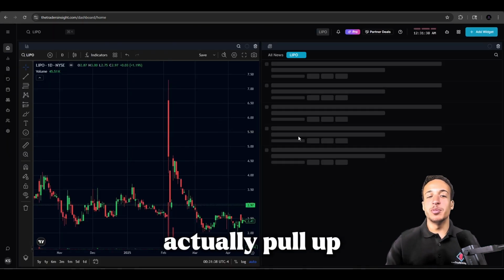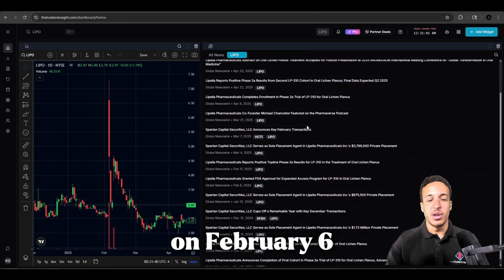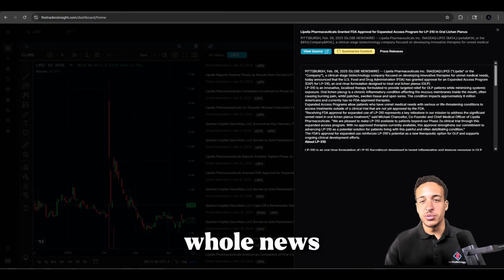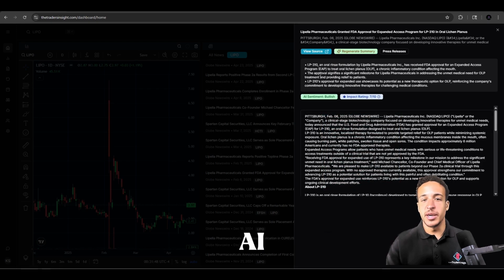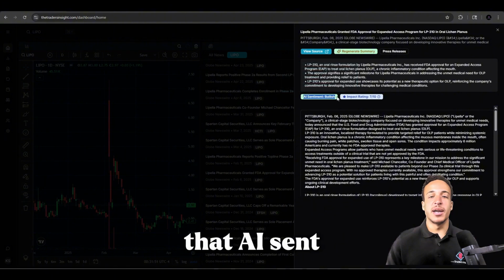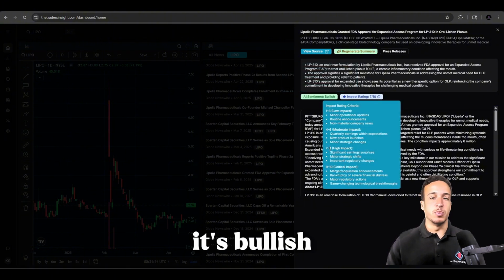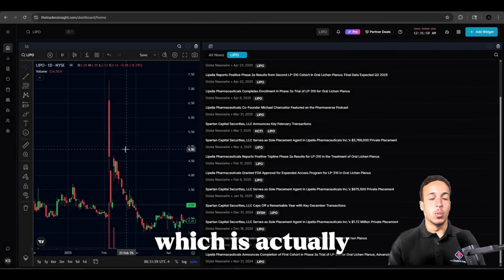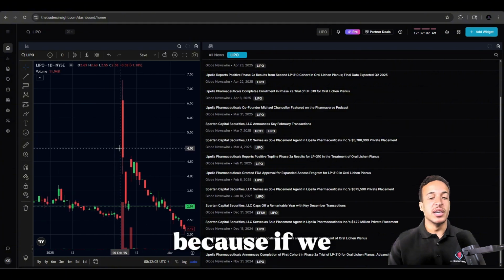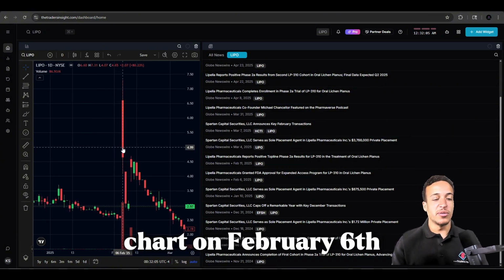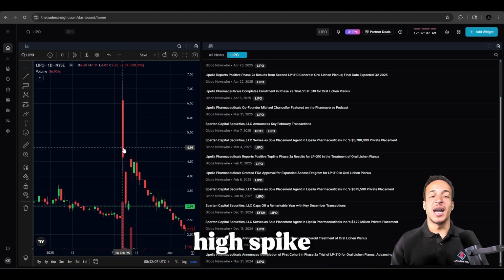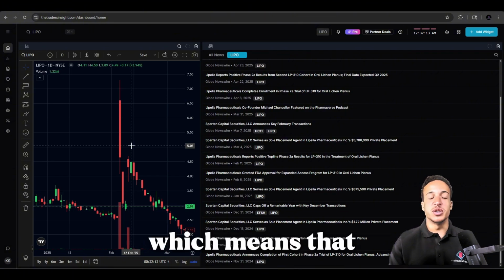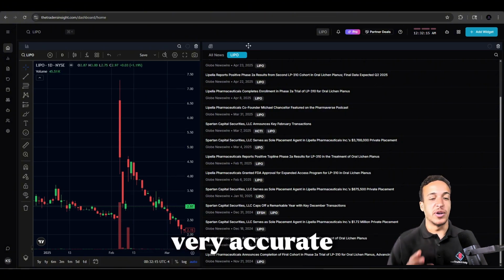So if we actually pull up the news itself on February 6th right here, I'm not going to read the whole news, so we're going to summarize the content using AI. We can see that the AI sentiment tells us it's bullish. The impact rating says it has high impact, which is actually very accurate, because if we look at the chart on February 6th, we can see there's a high spike, meaning that news really affected the price of the stock, which means the AI sentiment is actually very accurate.